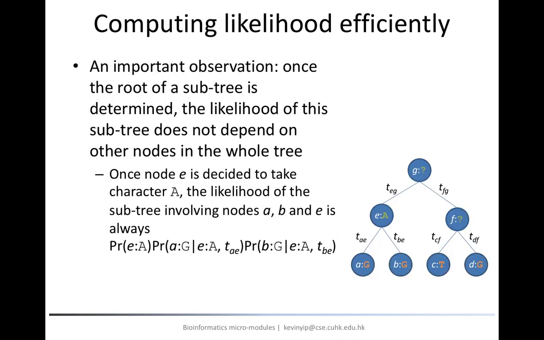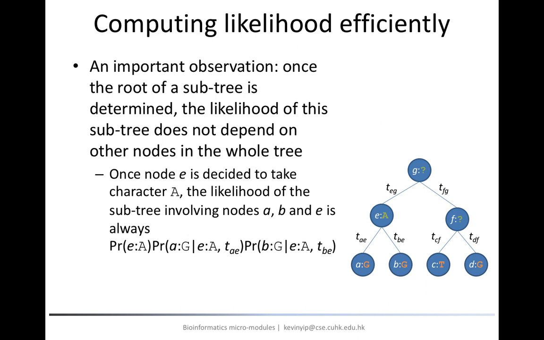Let's make an observation here, important for dynamic programming. Suppose we want to compute the likelihood of a subtree. Once we have determined the sequence at the root node of this subtree, the likelihood calculation depends only on the parent of the root node of this subtree, but not any other nodes outside the subtree.